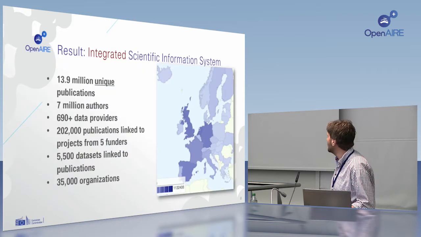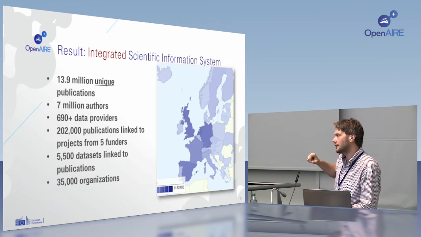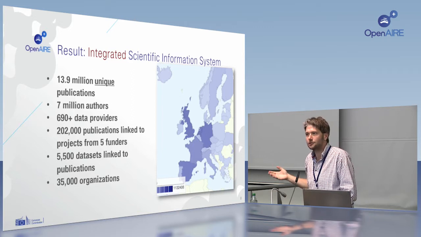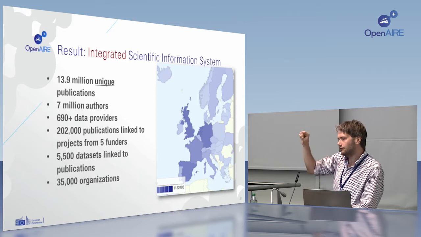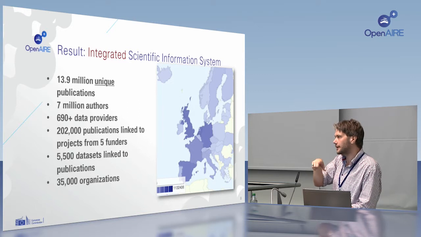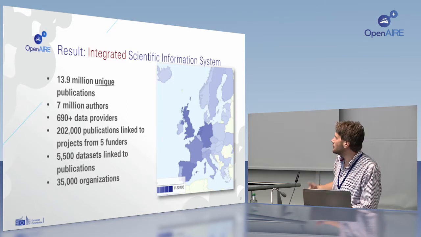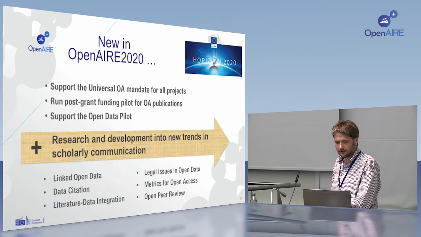And the result is the OpenAIRE information space, which is 14 million publications with 7 million authors, more than 690 data providers, and lots of data sets, lots of publications, lots of organizations linked to each other. So the ideal being that the European Commission or any funders could go and look, they funded this project, how many publications came from this project, with which impact, and they can then see levels of compliance with open access, but they can also see what impact their research is having.